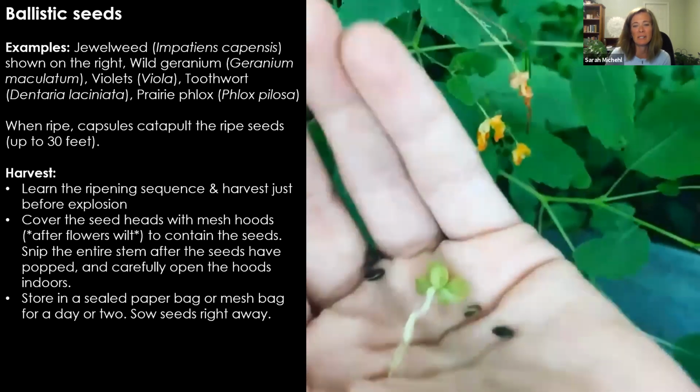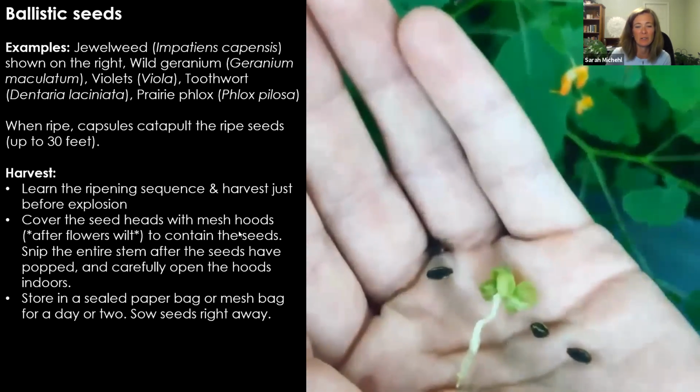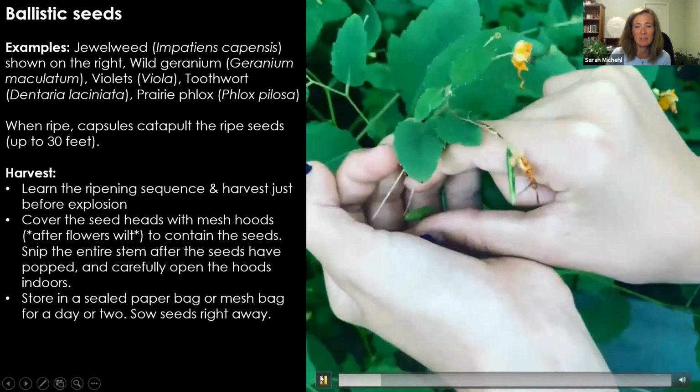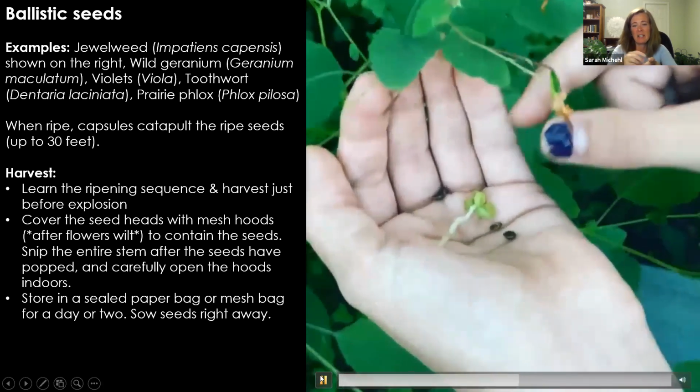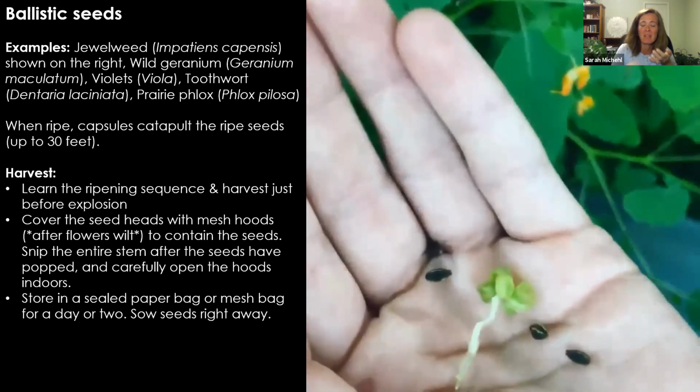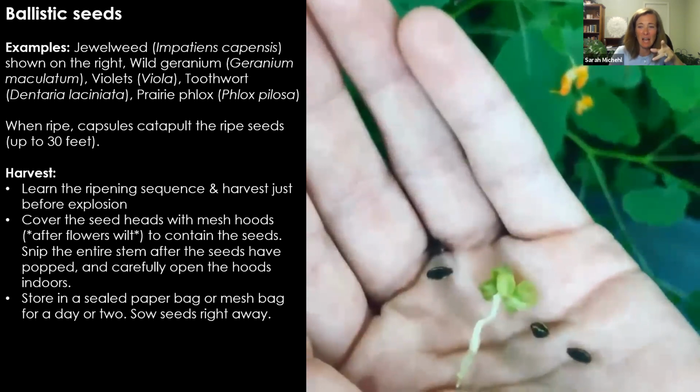So neat. This is jewelweed. So cool. I'm going to play it again because it's so cool. All right. So you can see those are my daughter's fingers there. And a lot of jewelweed is ready now. Yeah, now-ish, maybe in another couple weeks.